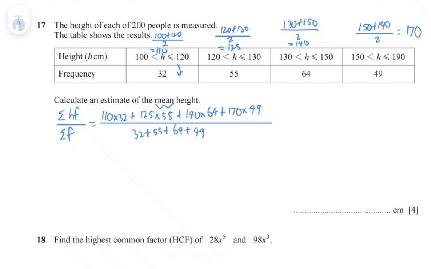Right. That then gives us the fraction of 27,685 over 200, giving us a final answer of 138.425 as the mean height in centimeters.